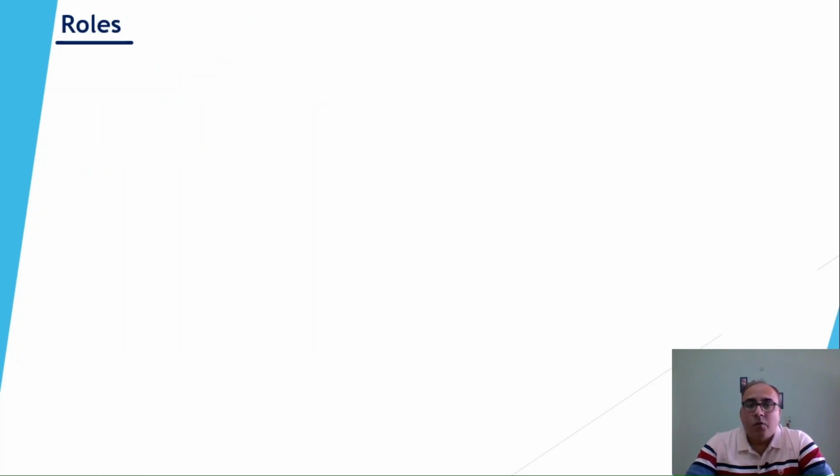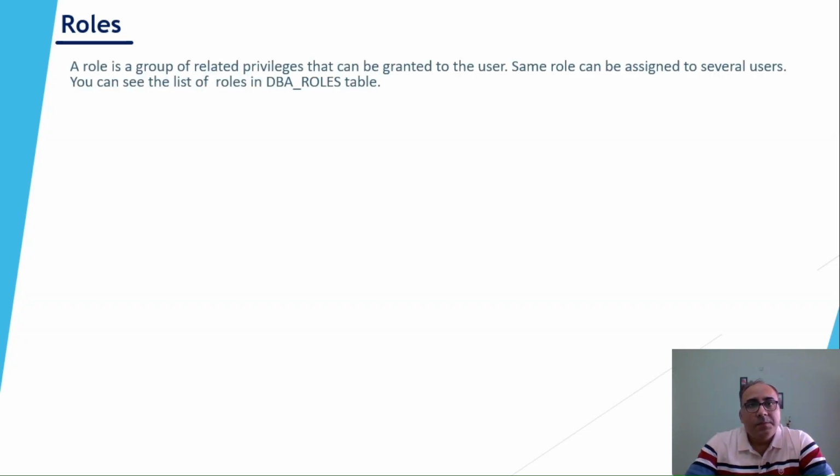Now let's talk about roles. A role is basically a group of privileges. We can club multiple privileges in one role, and we can assign that role to a particular user. Let's consider this use case. Let's say you have to assign n privileges to one particular user, or maybe multiple users.